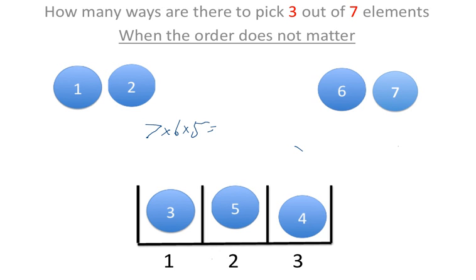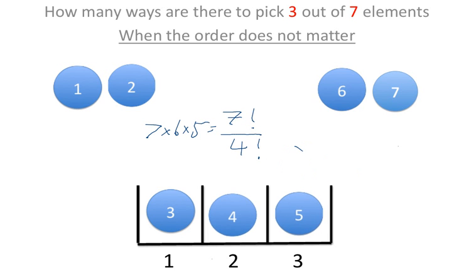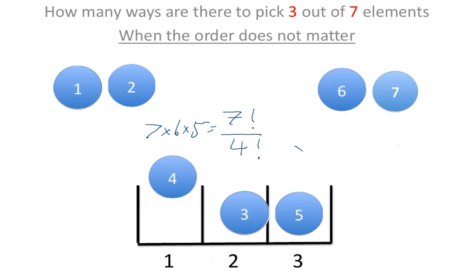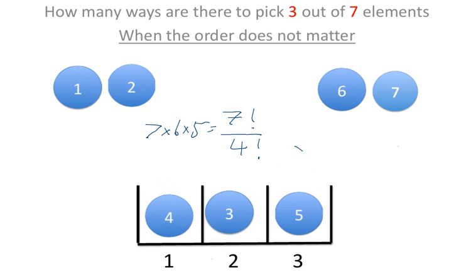which can also be written as 7 factorial divided by 4 factorial. Okay. But the point is that now we're not interested in the order. So for us, if the order is 3, 5, 4, it's not any different if it is 3, 4, 5 or 4, 3, 5 and so on. So what happens is that when we count with the order mattering, we're overcounting. We're counting several times the same choice of a subset of size 3.